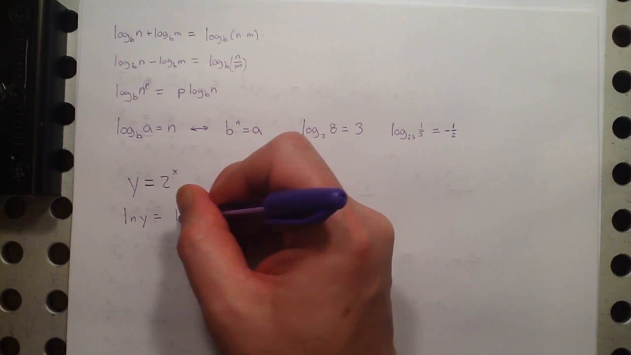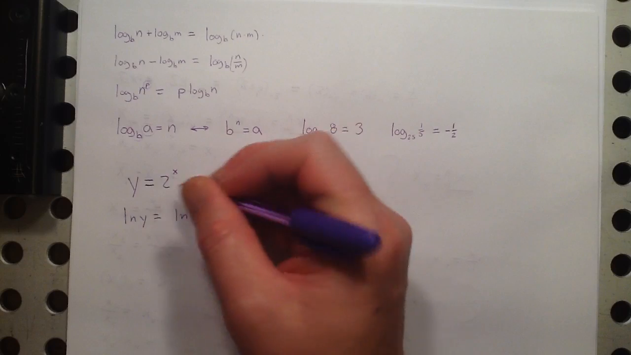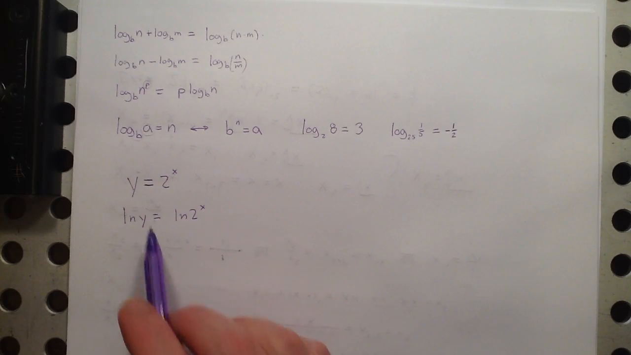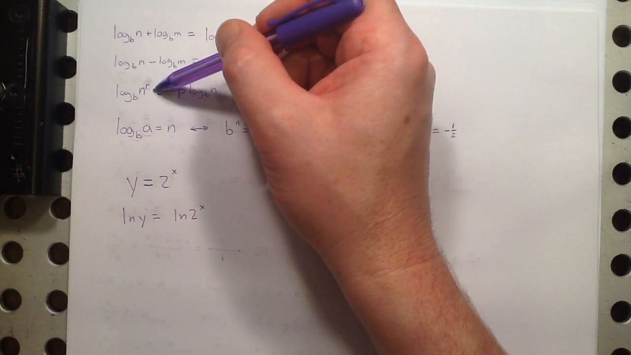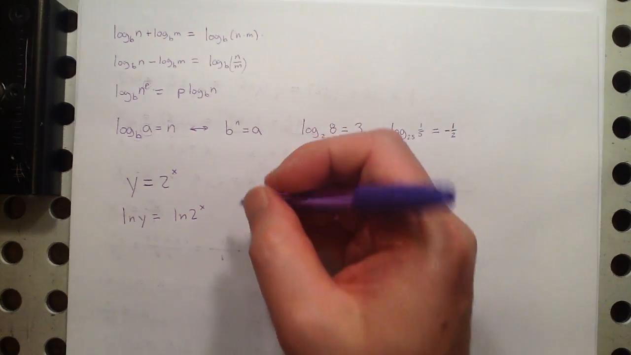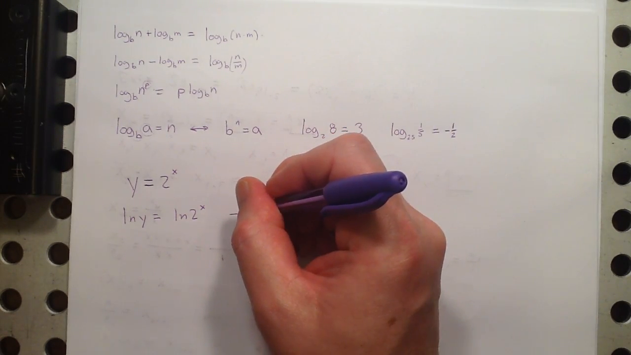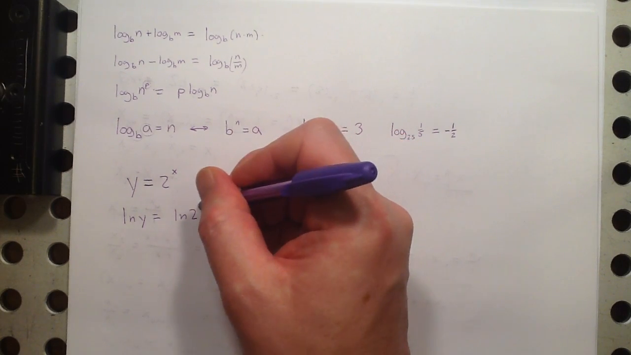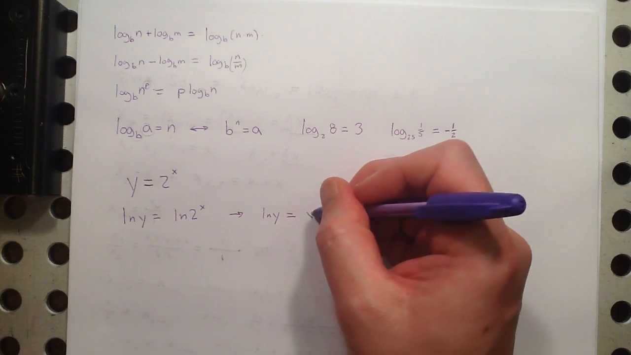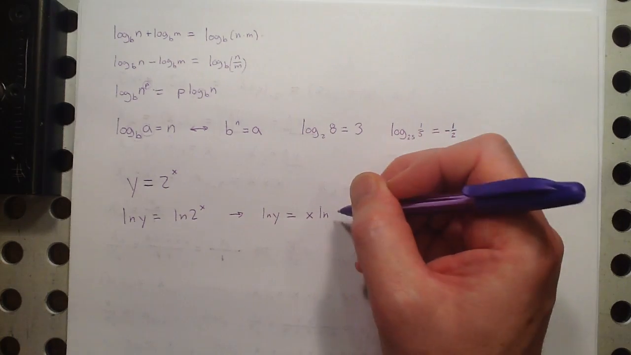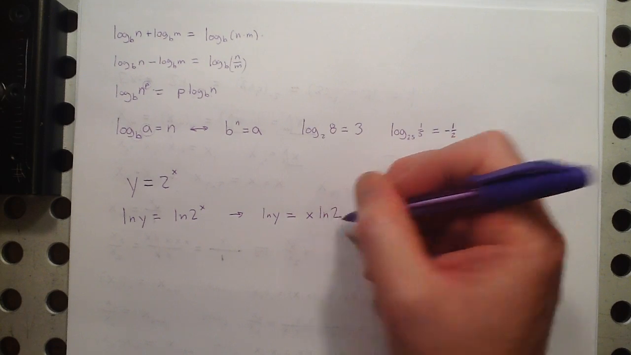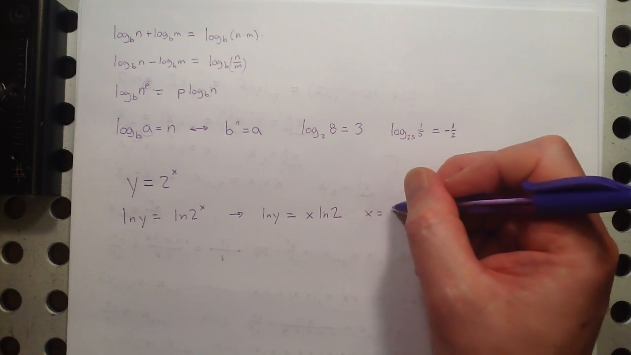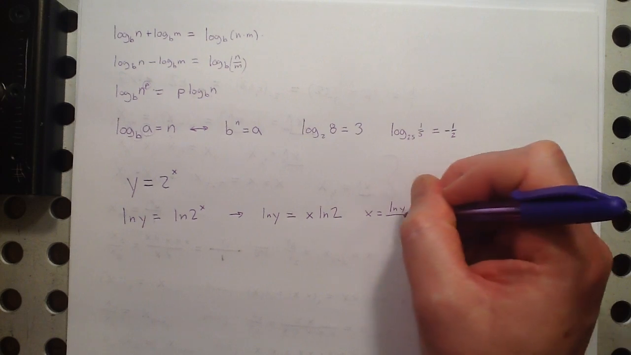Of course, you know you can do anything you want to an equation, so long as you do it to both sides. That will preserve the equality. Right? So I'll take the natural log of both sides. And then by this logarithm rule right here, that means the same as natural log y is equal to this exponent I can bring down to the front, x times natural log of 2. So x is equal to the natural log of y over the natural log of 2.